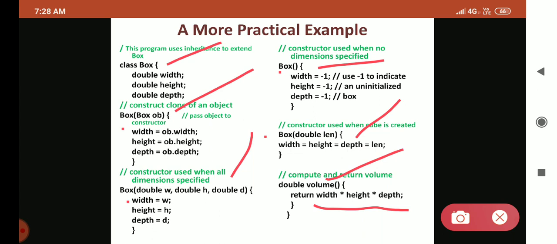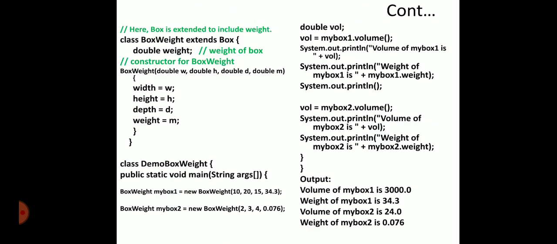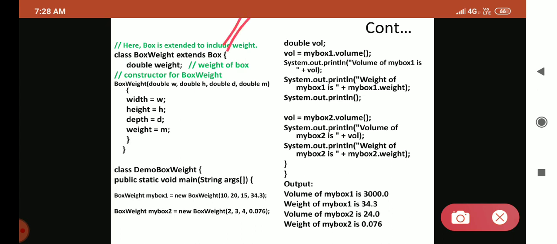So let us see the remaining part of the program in the next slide. Well, here it comes. Now here we have a subclass called BoxWeight. Box is a superclass, whereas BoxWeight is a subclass. Here you can see, class BoxWeight extends Box. So Box is a superclass, whereas BoxWeight is a subclass here.